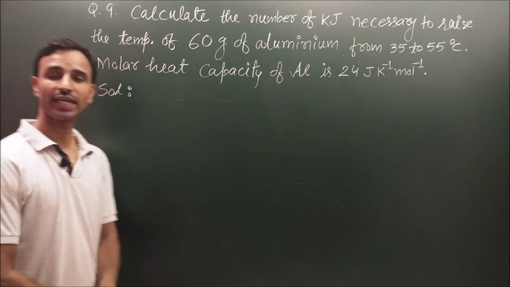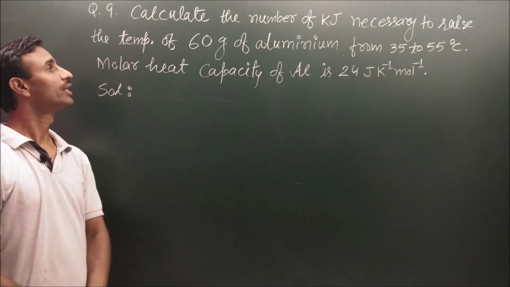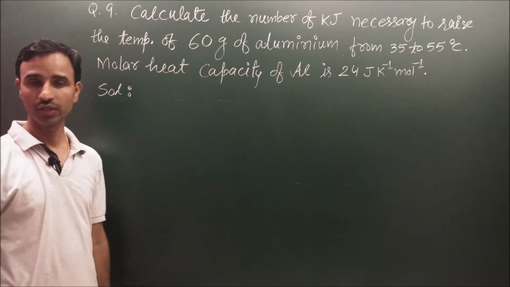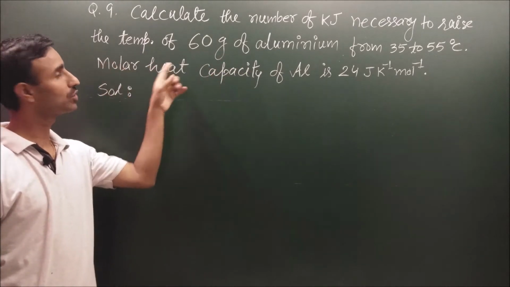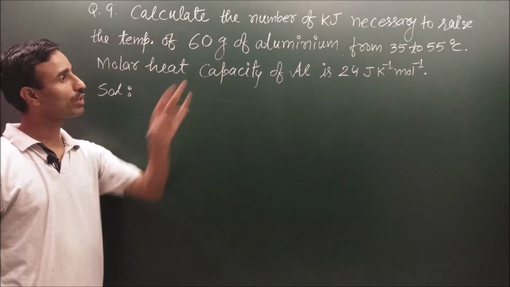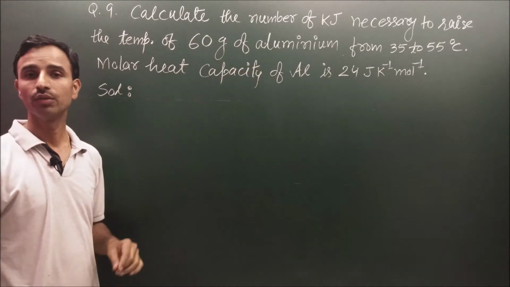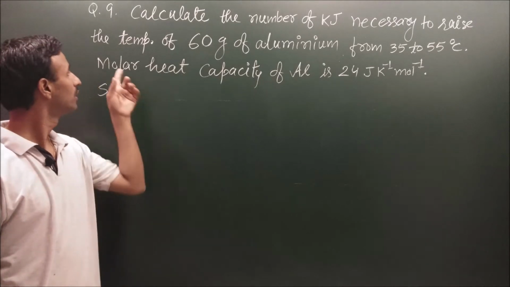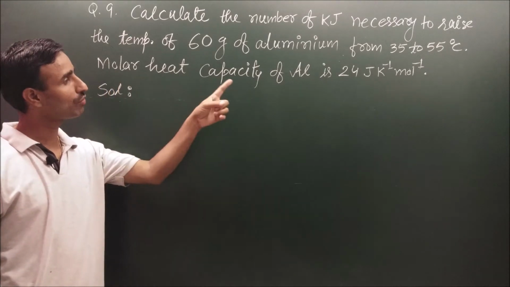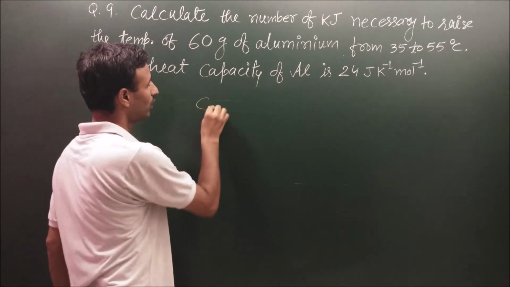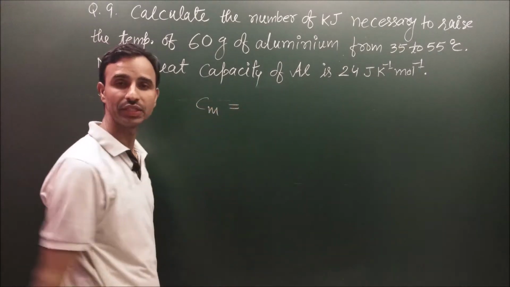So question number 9. Question is, calculate the number of kilojoule necessary to raise the temperature of 60 gram of aluminium from 35 to 55 degrees Celsius, and molar heat capacity of aluminium is given to you. And you know the relation between molar heat capacity and heat.